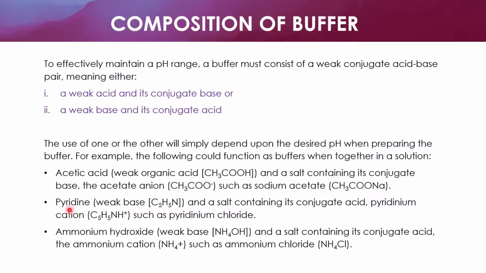And two, pyridine, which is a weak base, and a salt containing its conjugate acid, pyridinium cations such as pyridinium chloride. And three, ammonium hydroxide, which is a weak base, and a salt containing its conjugate acid, the ammonium cation, such as ammonium chloride.